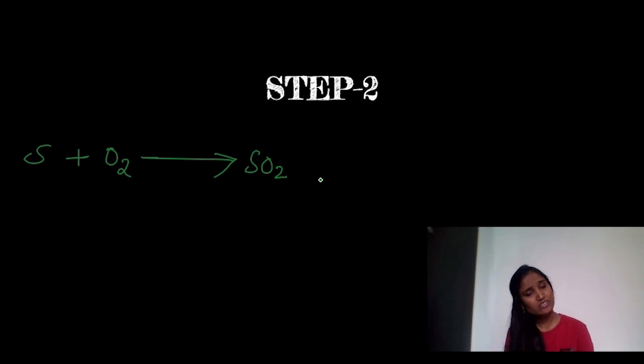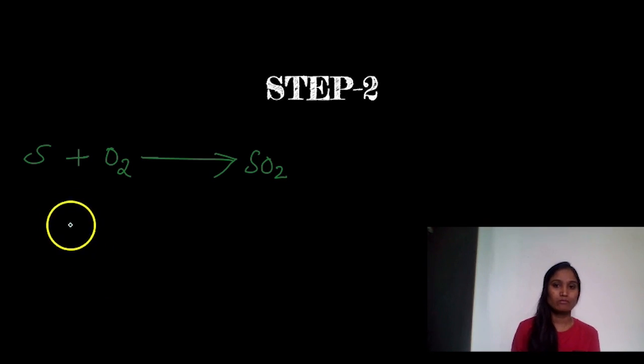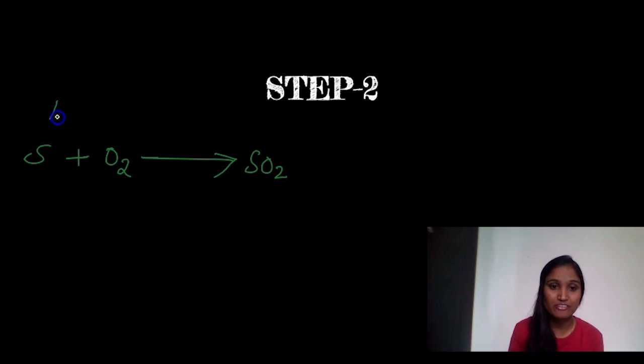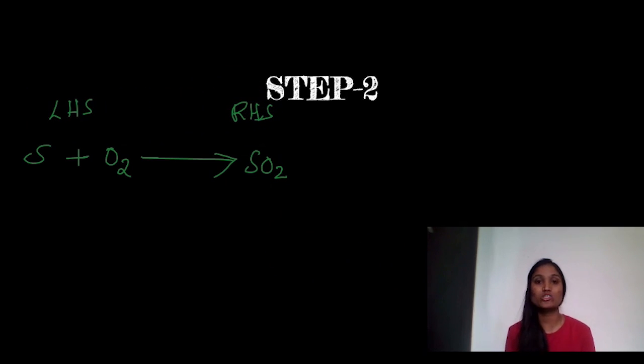Now, if you want to check whether this is balanced or not, you apply step 1 that you have learned. What is that? Count the number of atoms. How do I count the number of atoms? First, you identify the left-hand side and right-hand side of the reaction. You don't need to respond in the chat box. Write it down in the book and try to sync up with my instructions.